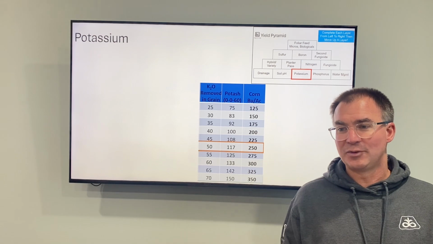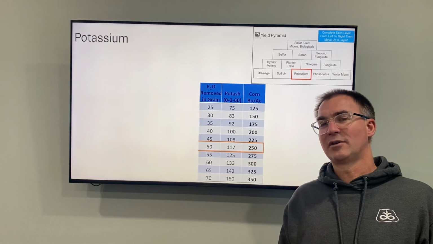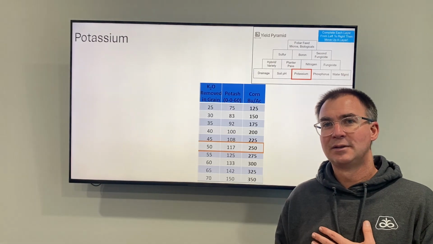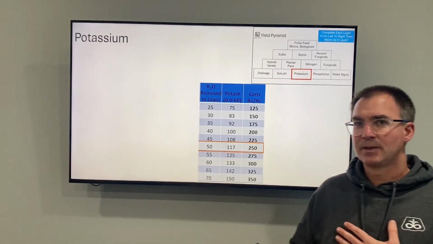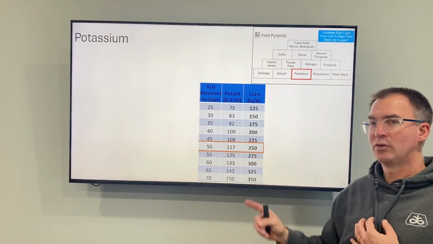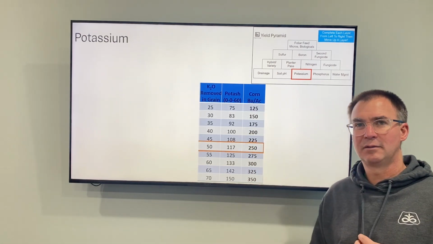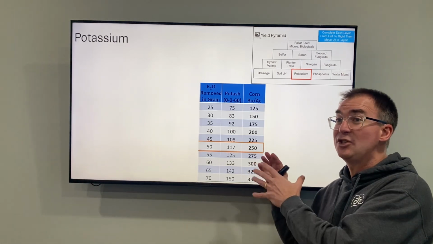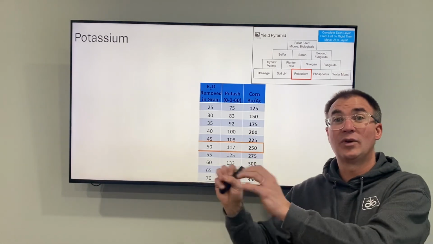I've got some guys who pat themselves on the back and say, I put on 100 pounds of potash every year, whether the crop needs it or not. You look at it and go, okay, you're harvesting about 200 bushel corn, maybe a little bit higher than that. This is not just what the crop needs. This is just what gets taken up and sold with the grain.